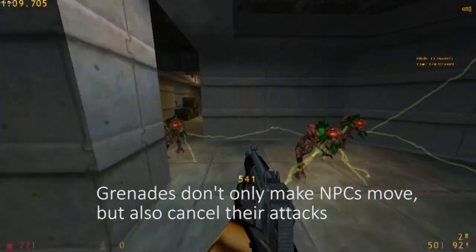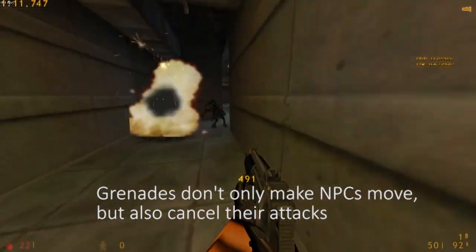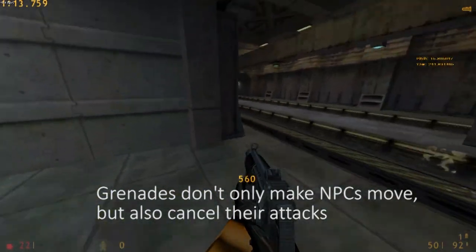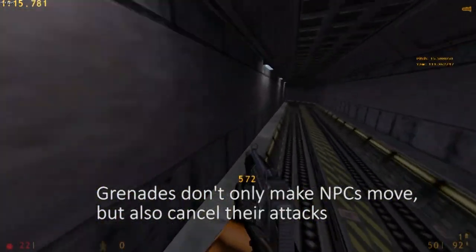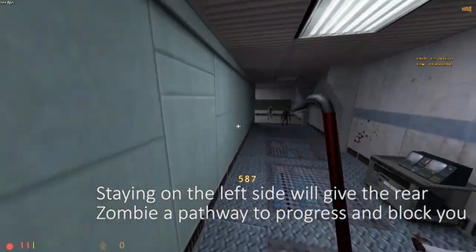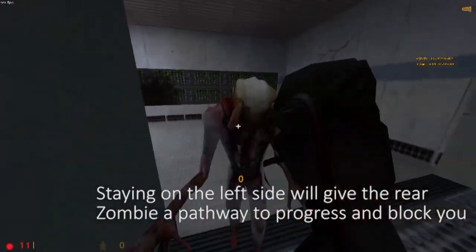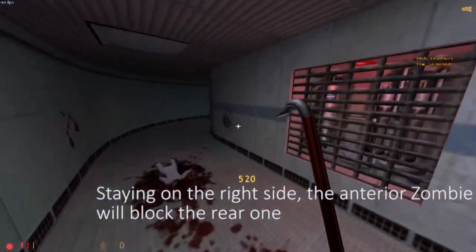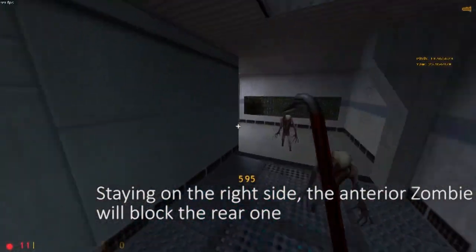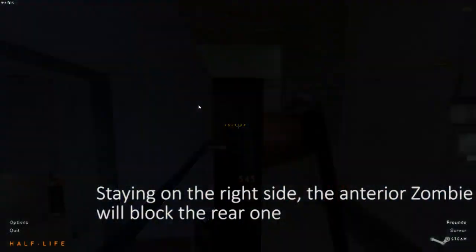When in a fight, you can make NPCs duck and cover from the threatened impact of a grenade. Sometimes NPCs can be aligned so they block each other. To not get blocked by the rear zombie, you have to stay on the right side of this hallway.